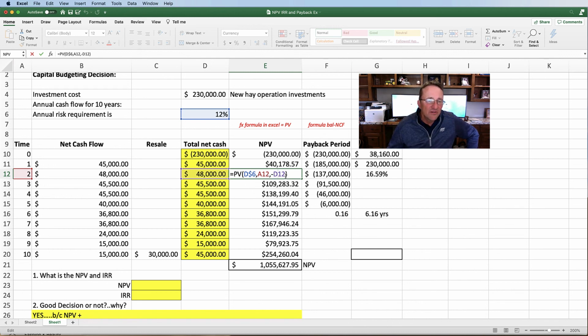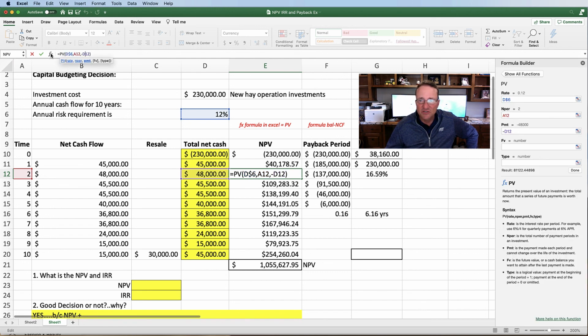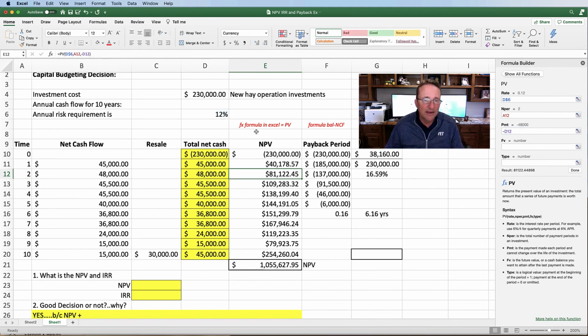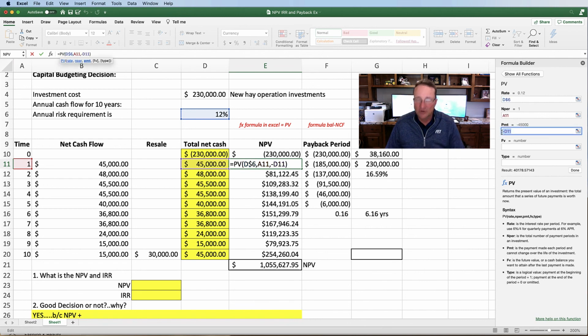D12. Let's see here. Let me click the f of x function. Over here it kind of tells you, oh, it's a payment. Yeah, I kind of messed up where that went. Let's go back and fix that. Be careful when you're writing these formulas. Hitting f of x is actually a really good idea. It brings up this builder, and that way you can see exactly what those are. That shouldn't have been a payment.